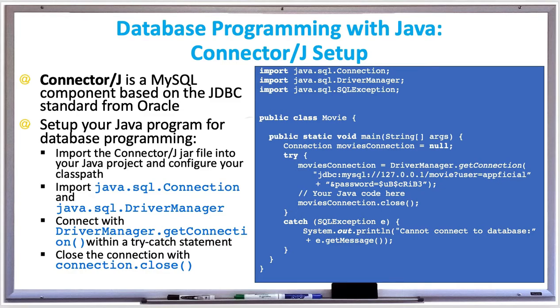But if there's any kind of issue connecting to the database, it will go to the catch block and it will print out to the screen, cannot connect to the database, and it will get the message from the SQLException object and let you know why it wasn't able to connect.